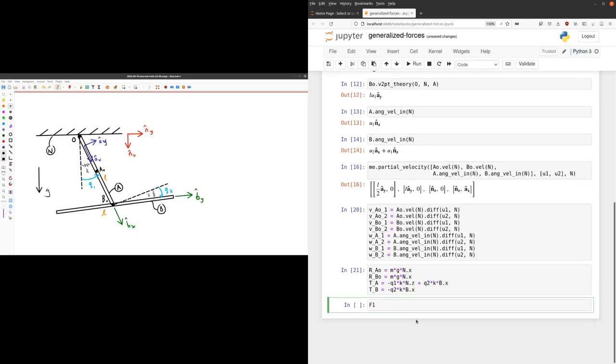So then we can do F1, right? It's going to be the partial of AO with respect to u1 dotted with RAO, plus the partial of BO with respect to u1 dotted with RBO, plus omega A1 dotted with TA, plus omega of B1 dotted with TB.